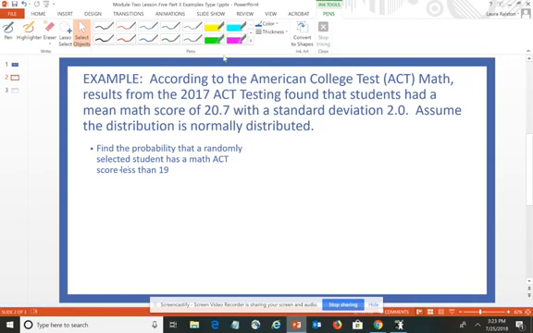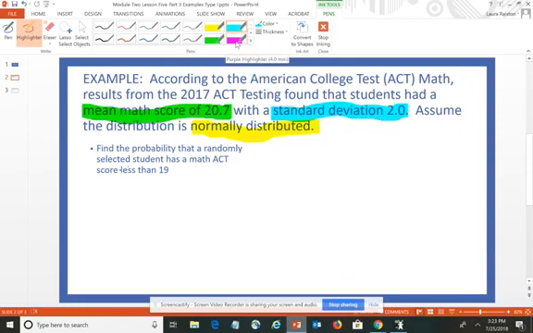If you'll remember, I mentioned to you early on that we need to know three things in order to work through these problems. We need to know that it's normally distributed, which they tell us in the problem. We need to know the mean of the distribution, which they give us in the problem, and for this one, it is 20.7. And we need to know the standard deviation, which is also given in the problem as 2.0.